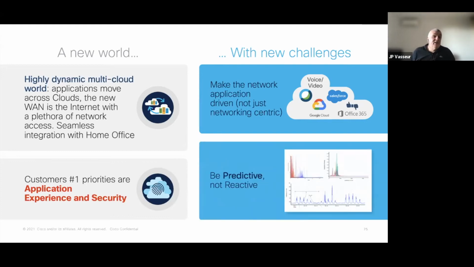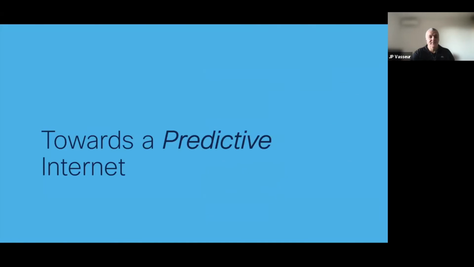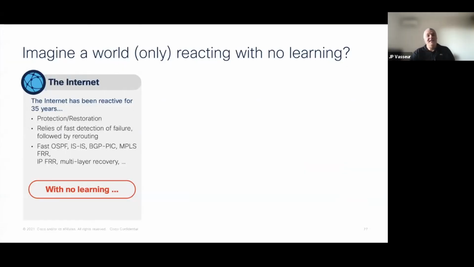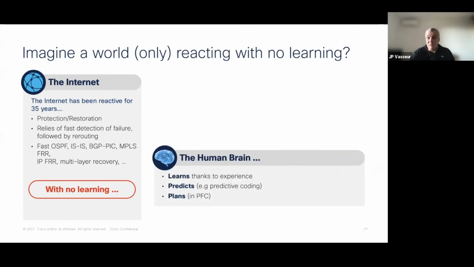The second part is to become predictive. We haven't done any predictive routing in the past. It always has been a reactive mechanism. And this is so interesting. Why? Because if you look at all of the protocols and the technologies that we have developed, what you do is detect a problem, you try to do the detection as quickly as possible, then you try to find an alternate path, and you always are in a reactive mode. There's no learning at all.